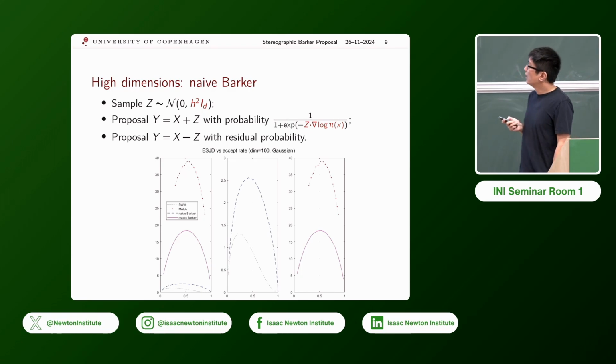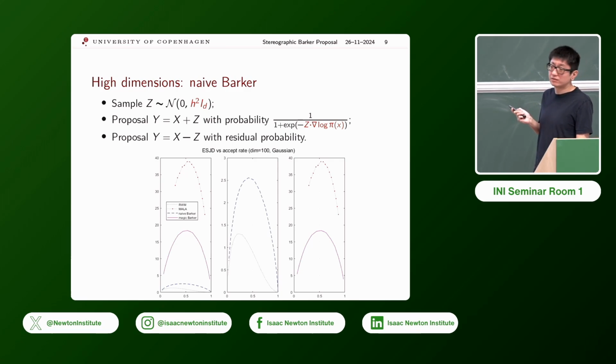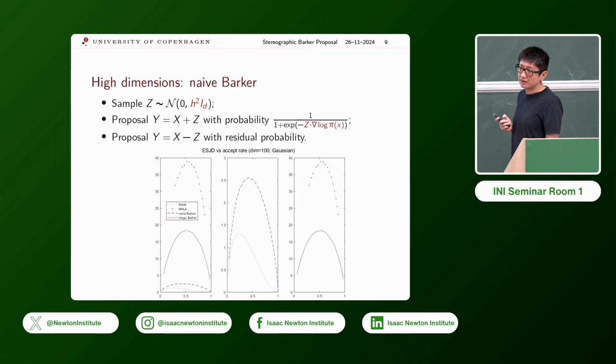The reason is that in high dimension you generate a random direction, and this is almost always almost orthogonal to the gradient direction. In that sense, this inner product term is almost always very small. So this probability is very close to half. In that sense, the proposal density is close to the random walk proposal. The gradient information is not fully used in this proposal.